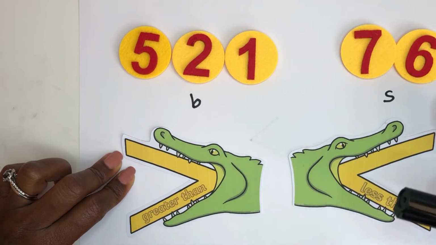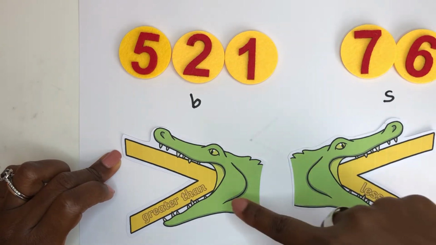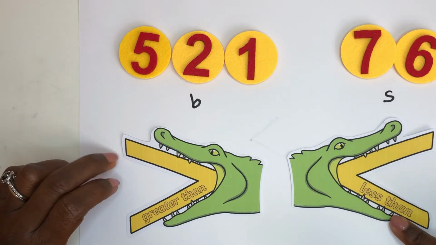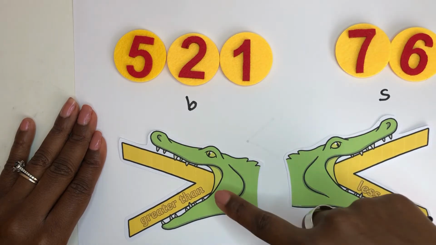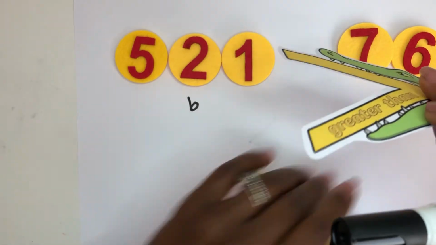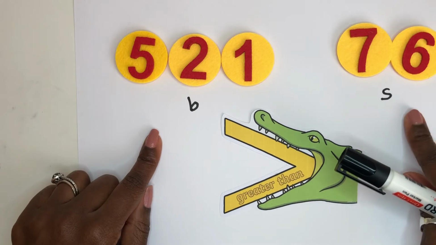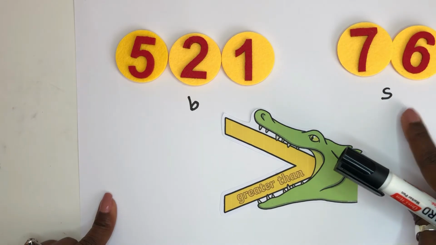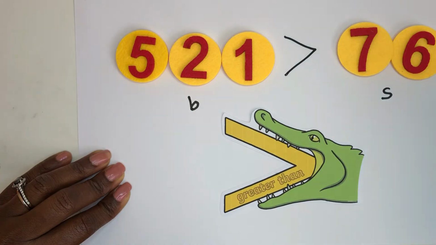Have a think. Remember, the small number is so hungry it needs to eat the big number. So which crocodile mouth are we going to use? Is it this one or this one? I'll give you 2 seconds to think about it. It is this one. Yep. So we're going to use this one because that's smaller and that's bigger. That's our small number, and 521 is definitely greater than 76. So in maths, we just show that nicely like that.